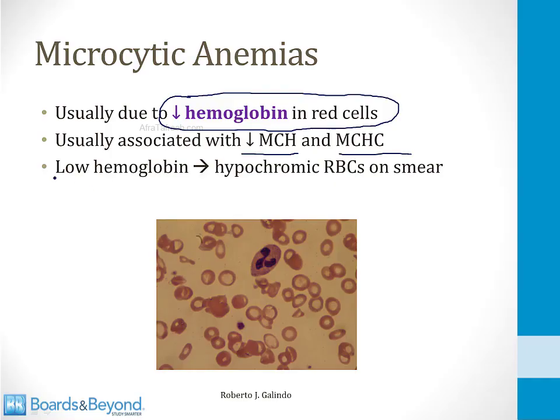In addition, the low hemoglobin content leads to so-called hypochromic red blood cells on peripheral smear. If you look at this picture on the screen, this is a patient who has a microcytic anemia. You can see that there are large pale areas in the center of the red blood cells. These red cells are called hypochromic, and they occur when there is a decreased amount of hemoglobin inside the red cells.